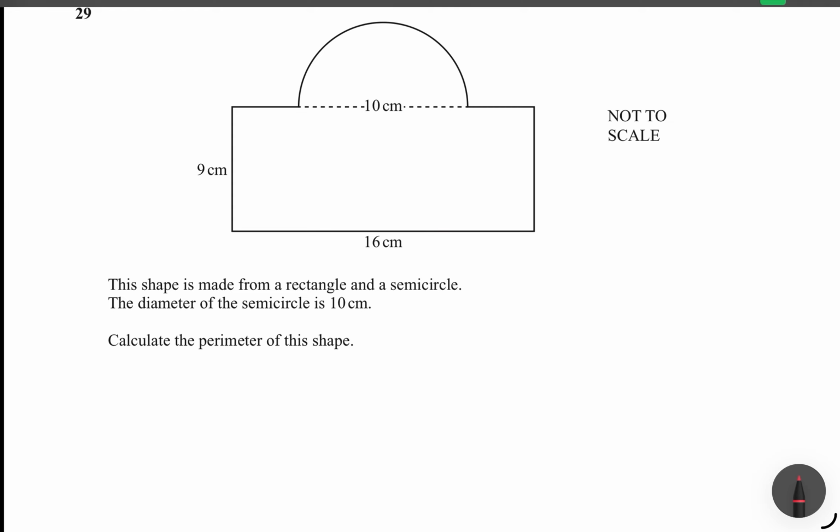Now number 29, the shape is made from a rectangle and a semicircle. So this is a rectangle and a semicircle on top of that. The diameter of the semicircle is 10. Calculate the perimeter of the shape. Now what is perimeter? Perimeter is the length all around, so we are going to add all these lengths here.